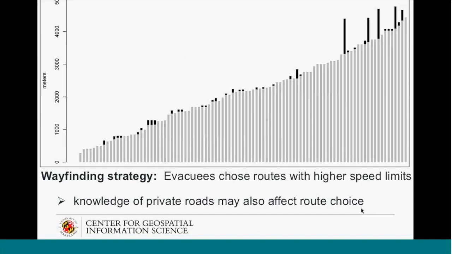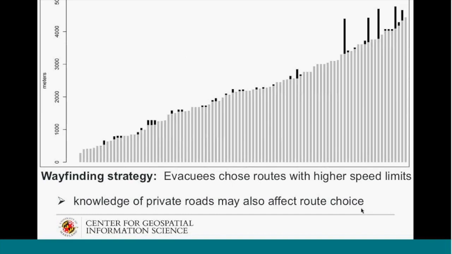And one of the things that we found out through our survey is that evacuees a lot of times would choose routes with higher speed limits, right? As opposed to the shortest distance, they're like, well, I'm gonna take the higher speed limits. It'll get me out of there faster. And there's also an interesting factor in this particular study area where there are some private roads.